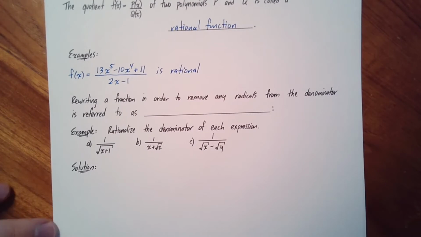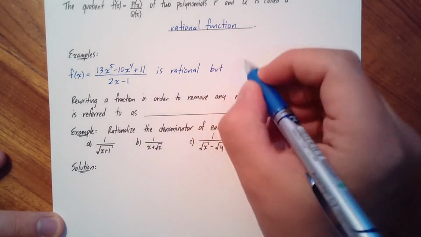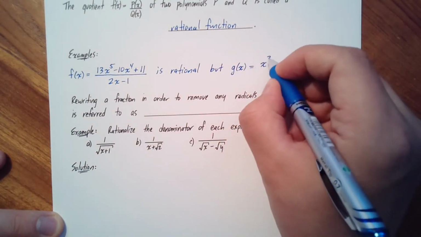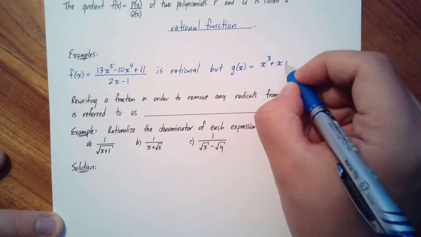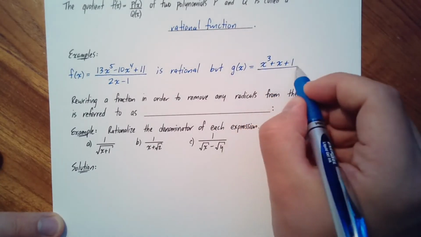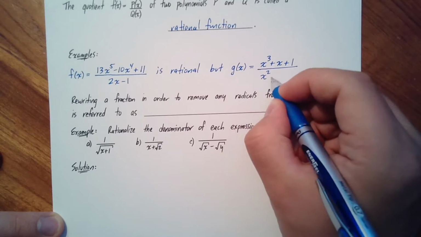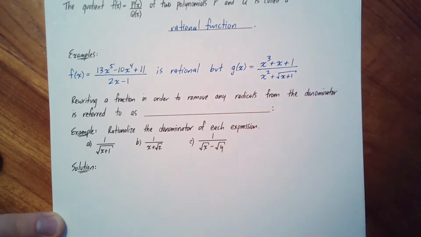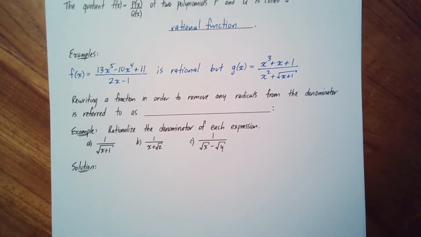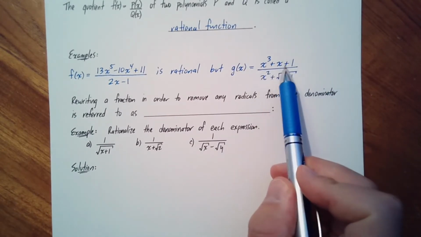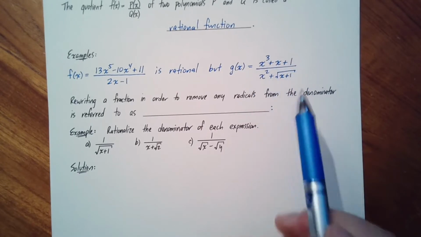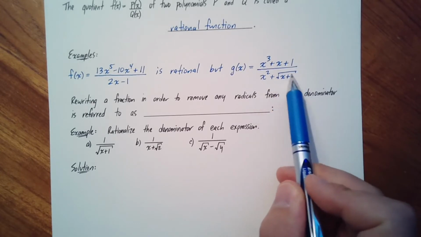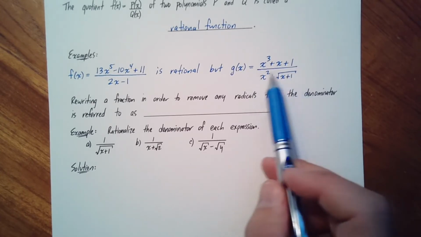But let's look at a function that's not. So I'll finish this sentence by saying, but g of x, I'll write this as x cubed plus x plus 1 divided by x squared plus the square root of x plus 1. Okay, so is that rational? Well, the numerator, x cubed plus x plus 1, is a polynomial. That part's good. What about the denominator? Well, we've got x squared plus the square root of x plus 1. Is this a polynomial? And the answer is no.